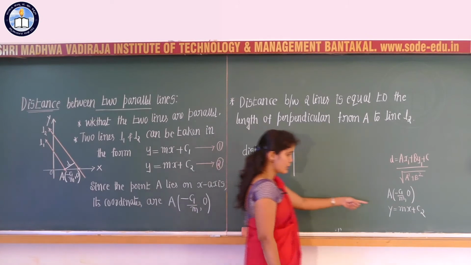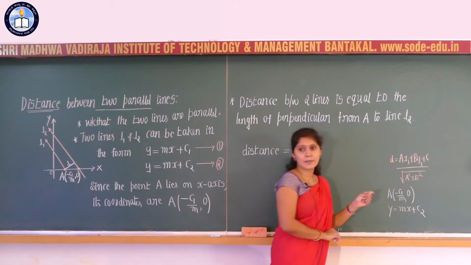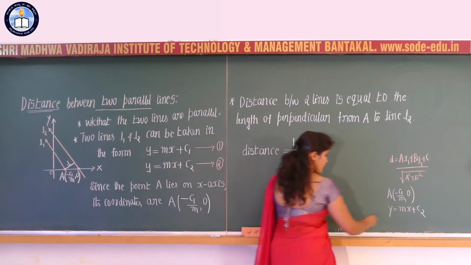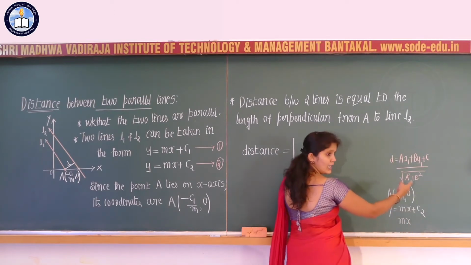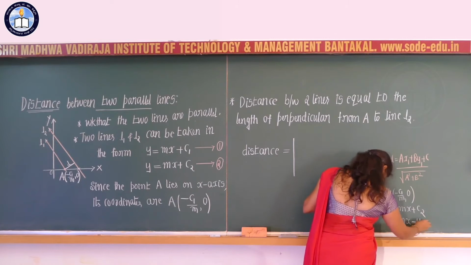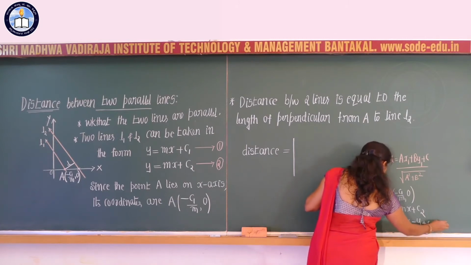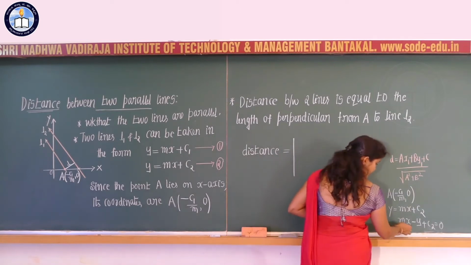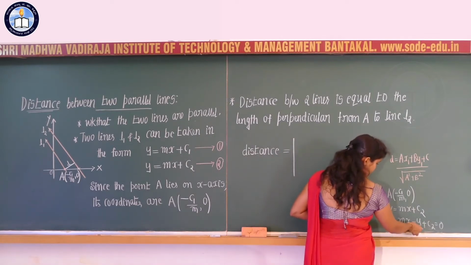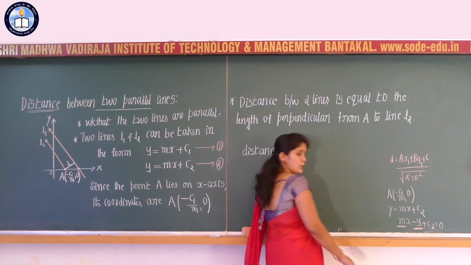So this I am going to write in the form ax plus by plus c equal to 0, which can be written as mx, and y to the RHS becomes minus y, plus c2 is equal to 0. So now the value of a is equal to m, b is equal to minus 1, and c is nothing but c2.